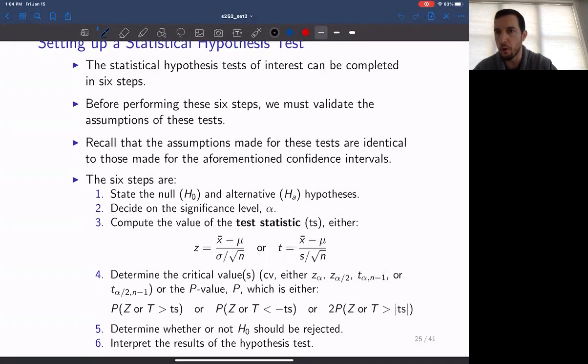You don't have to do both. I will illustrate both so you have examples of it and for refreshment purposes. But they will always agree with each other. So it's actually redundant to calculate both methods or to use both values. On step 5, we would determine whether or not we should reject the null. And then on step 6, we would interpret the results of the test.